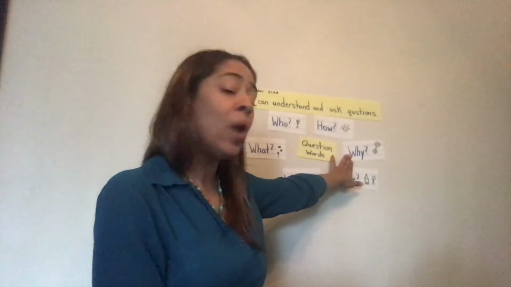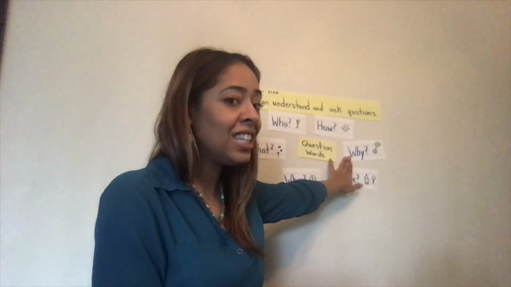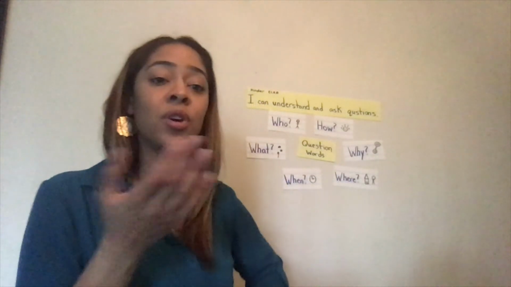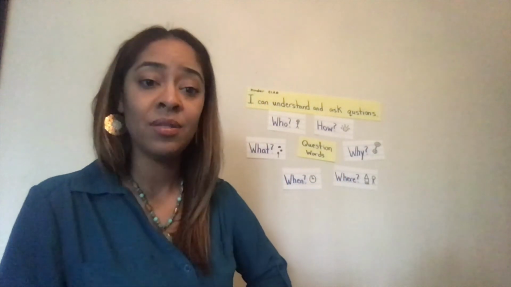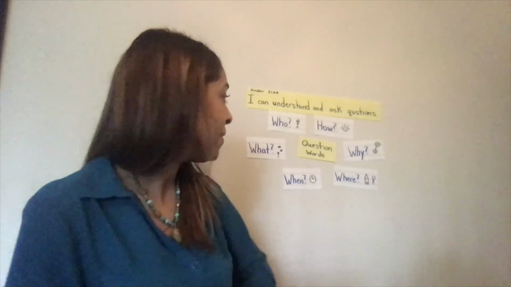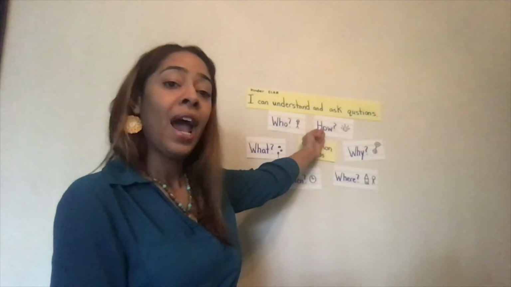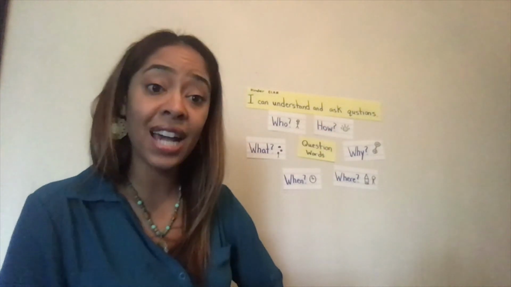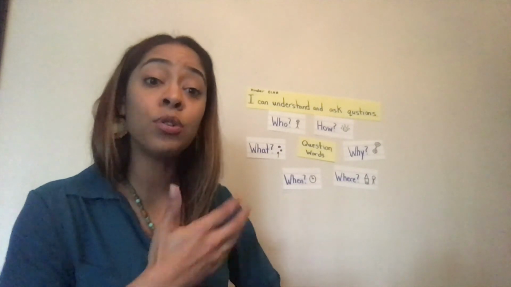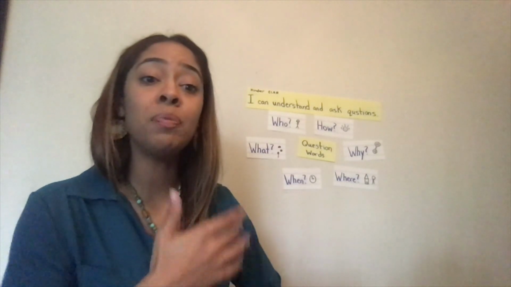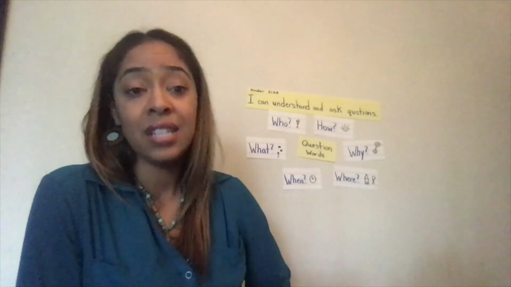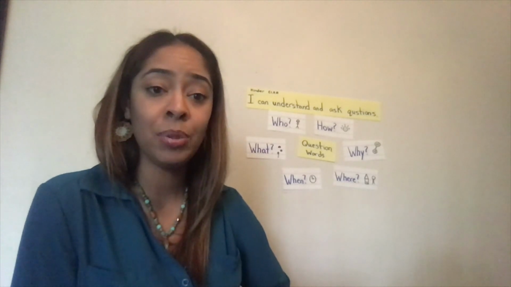Good. Why? This one's tricky. Why is asking for a reason, right? To explain something. And then here, how. How is also asking for an explanation of how to do something or how to make something. Just the steps in order to get that process completed.